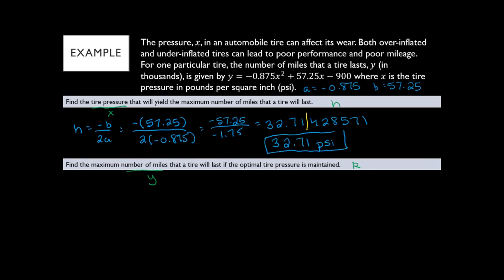Of course it depends on the tire. My tire says it needs to be at 35. There are other tires that need to be at 32. Something like this, they would probably just put 32 on the actual tire versus telling you exactly 32.71. They're not going to say 33 because I don't think I've ever seen them do that. But that's the tire pressure that will get you the maximum number of miles on your tire. So if you kept it at this pressure, you should be good.